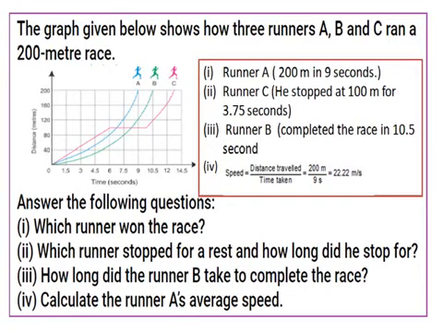Then the last question, calculate the runner A's average speed. What is the average speed of runner A? Runner A has completed 200 meters in 9 seconds. So total distance divided by total time, 200 divided by 9, and 22.22 meters per second is the speed of the runner A.